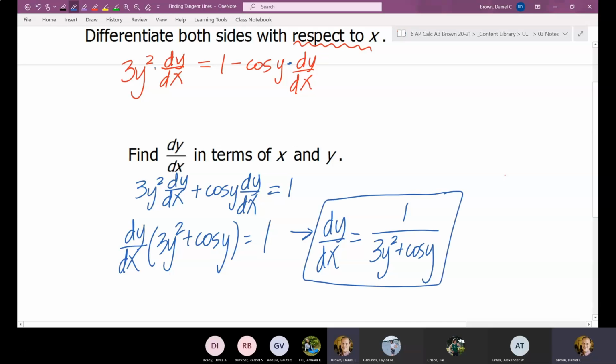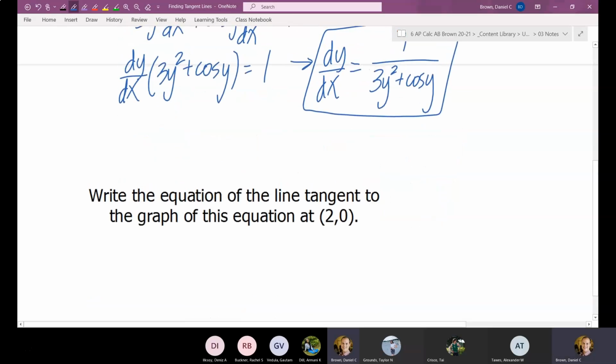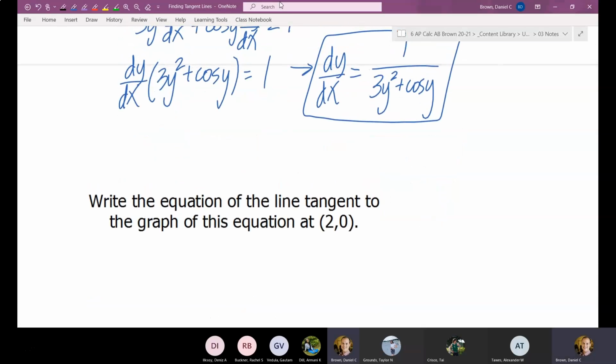Questions on how I found that derivative and then isolated dy/dx? All right, you're quiet, so let's just keep tracking along. Go ahead and try the last part of that question.